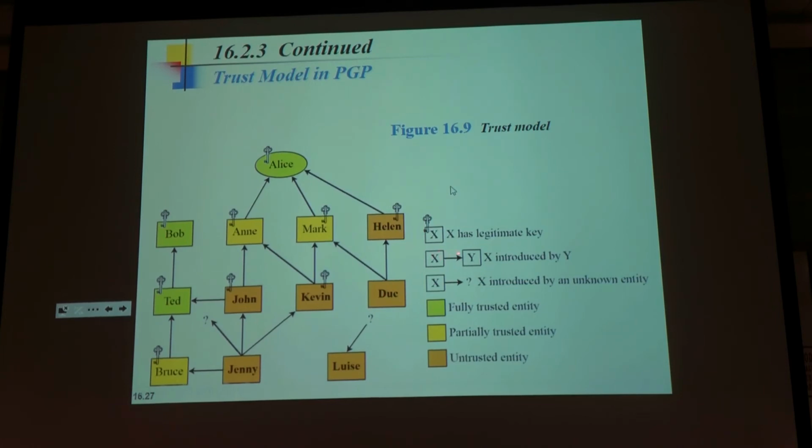When you say X to Y, that means X introduced by Y. So for example, in here, John was introduced to Alice by Anne. X question mark means X introduced by unknown entity. So in here, for example, Duke was introduced by unknown entity. All right, so you're trying to build the trust model.